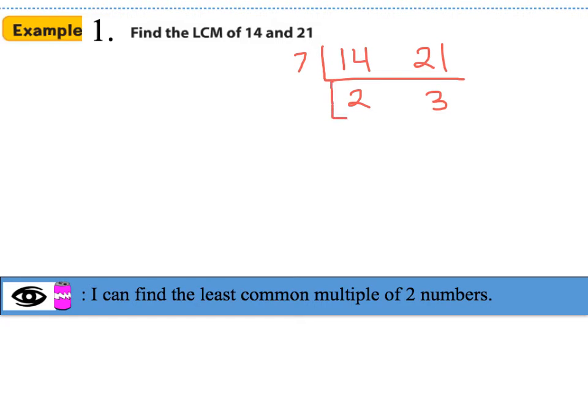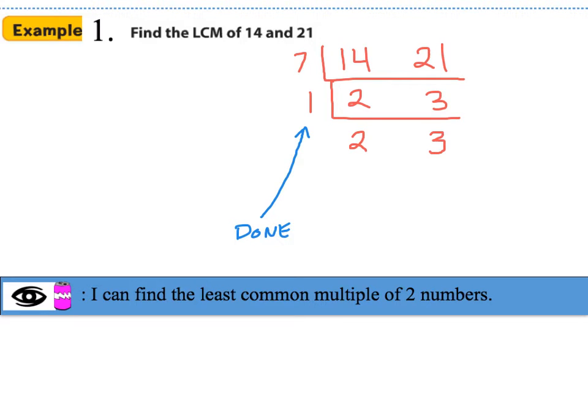Let's continue our ladder, and let's ask ourselves, what number goes into 2 and 3? The only number that I can think of is 1. 1 goes into 2 twice, and 1 goes into 3 three times. So notice we hit a stopping point because we finally hit 1 on the left-hand side of our ladder. So we know that we are done.